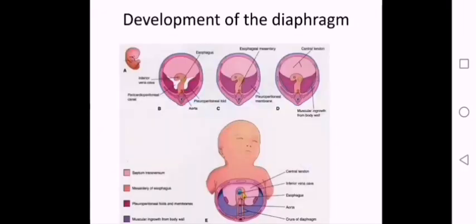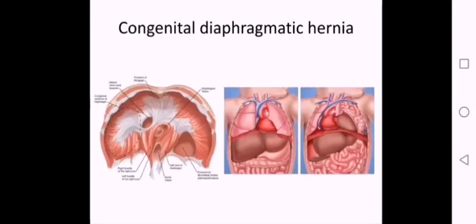As we mentioned before, these cavities or canals should be obliterated by the fusion of the pleuroperitoneal membranes with the septum transversum. However, if these membranes don't fuse with the septum transversum, they will result in what's called the congenital diaphragmatic hernia.